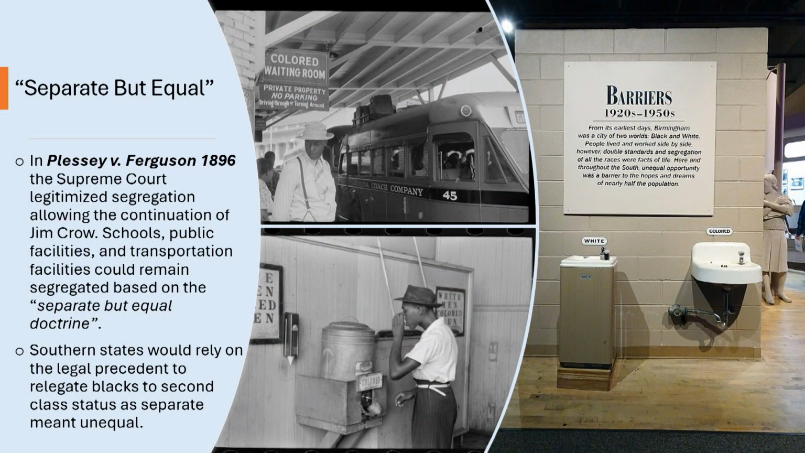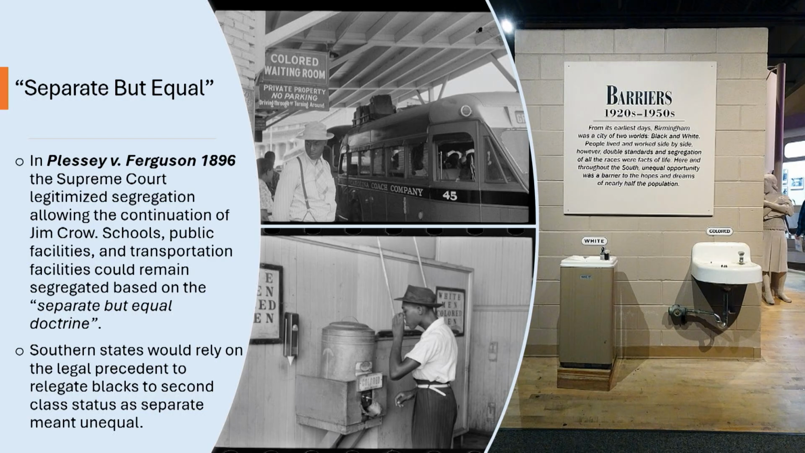In Plessy versus Ferguson, 1896, the Supreme Court legitimized segregation, allowing the continuation of Jim Crow. Schools, public facilities, and transportation facilities could remain segregated, according to the Supreme Court, as long as everything was separate but equal. Southern states were allowing legal precedent to relegate blacks to second-class status as separate meant unequal.